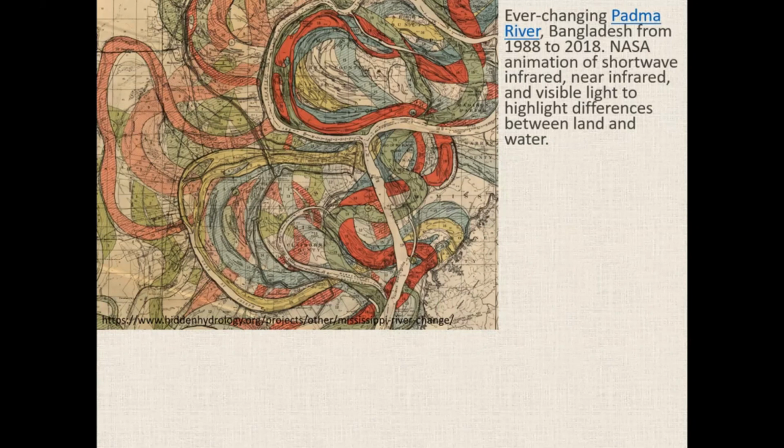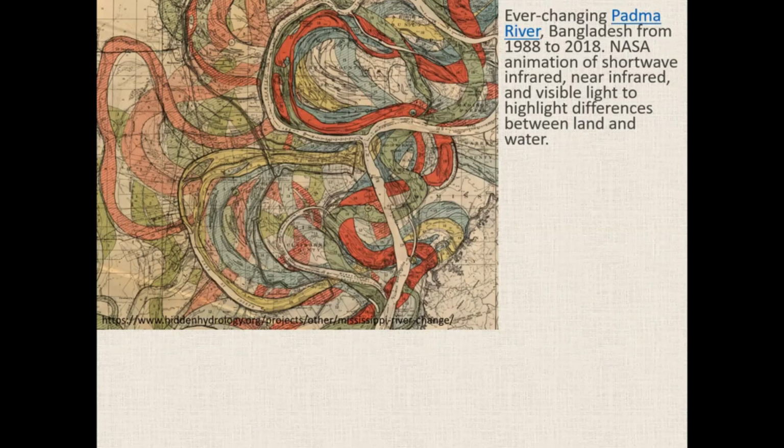So Padma River is in Bangladesh, and the soil in this area is super sandy, and in this area there is no bank control. There are no structures limiting the meandering of the river. And so what's going to pop up here next is a combination of images from NASA that use shortwave infrared and near infrared imaging, just like we talked about earlier this semester, to emphasize the difference between land and water.